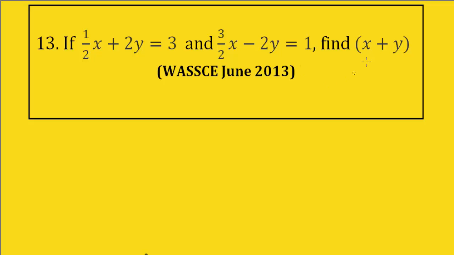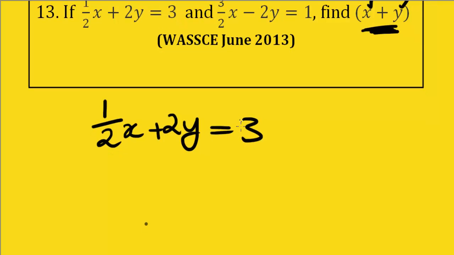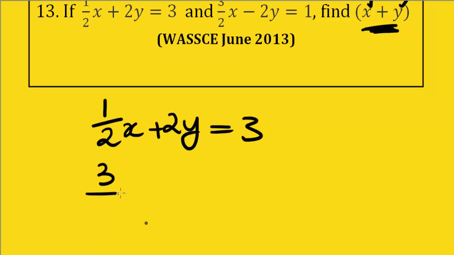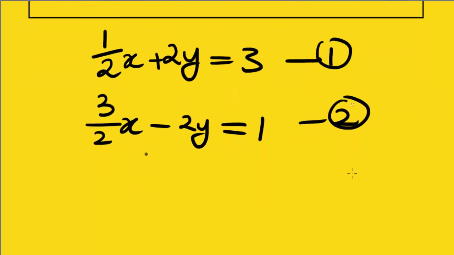So the first thing I'll think is, imagine if I knew x and I knew y. I'll just add them together and I'll have x plus y. Done. And this question is basically the solution of simultaneous equations in disguise. If you wrote this question in this form and said find x and y, it'll be more obvious that it's basically the solution of simultaneous equations.